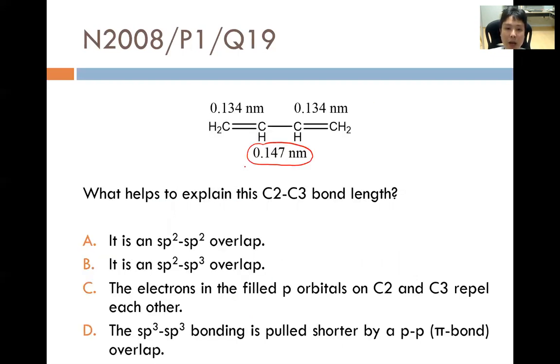So it's a fair comparison between the bond length of ethane, a CC single bond, and the CC single bond in buta-1,3-diene. If we do not know more, it should be expected that the bond length should be exactly the same because they are both CC single bonds. There's no reason for one to be shorter or stronger than the other, because all we have covered so far is that a triple bond is stronger than a double bond, which is stronger than a single bond. We have not mentioned why the exact same two single bonds can differ in bond strength or bond length. So the question is, what helps to explain this C2-C3 bond length?